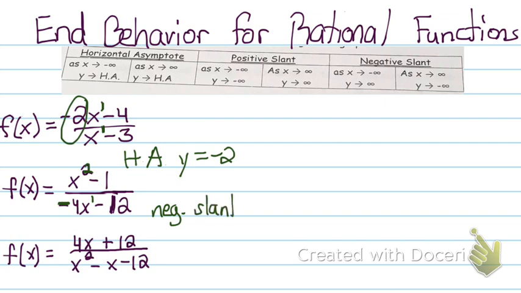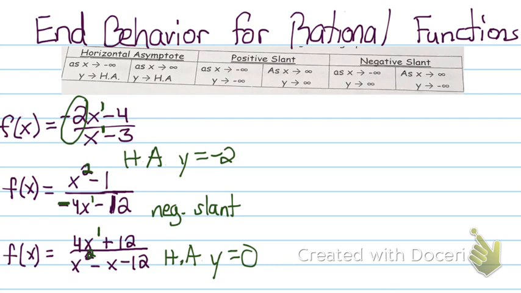In the last example, the highest degree in the numerator is a 1, and the highest degree in the denominator is a 2. So, since the highest degree in the denominator is greater, my horizontal asymptote is y equals 0. Now that I know what my horizontal asymptotes are, or if I have a slant, I can write out my end behavior.